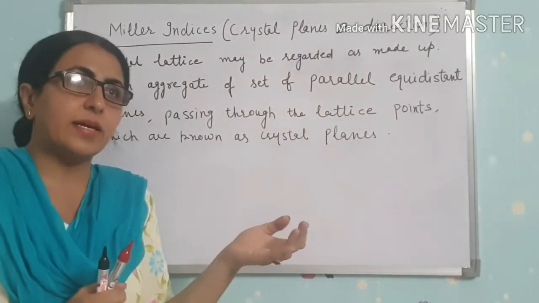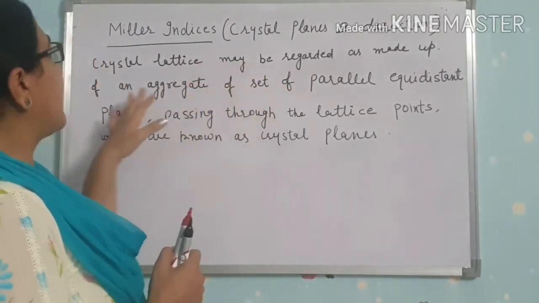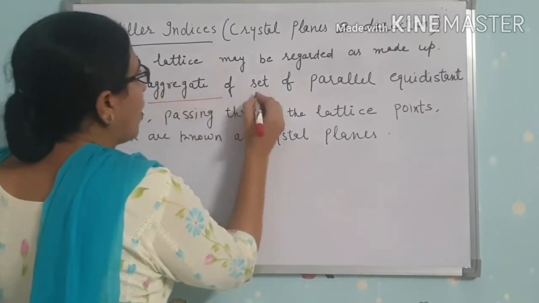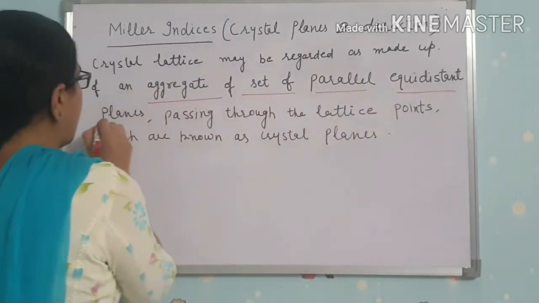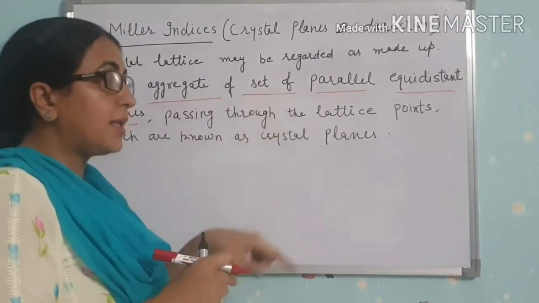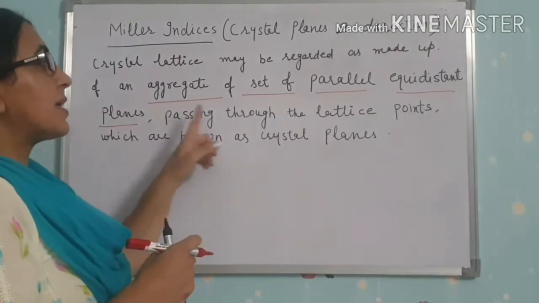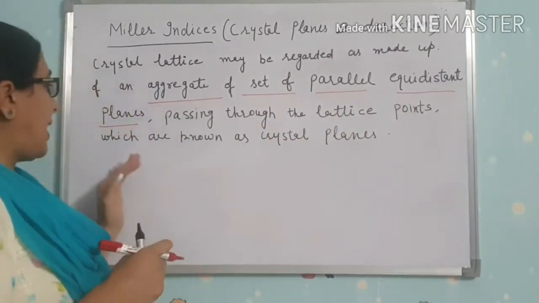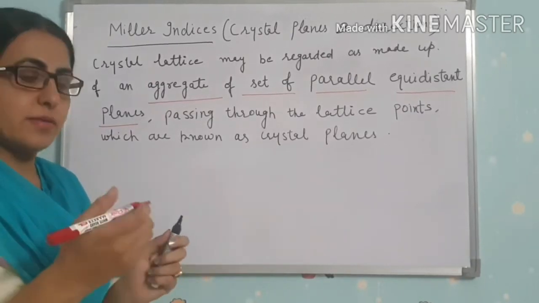lattice points. Clear? But it is also regarded as made up of an aggregate of, I will explain, aggregate of a set of parallel equidistant planes passing through the lattice points. Clear? And which are known as crystal planes.